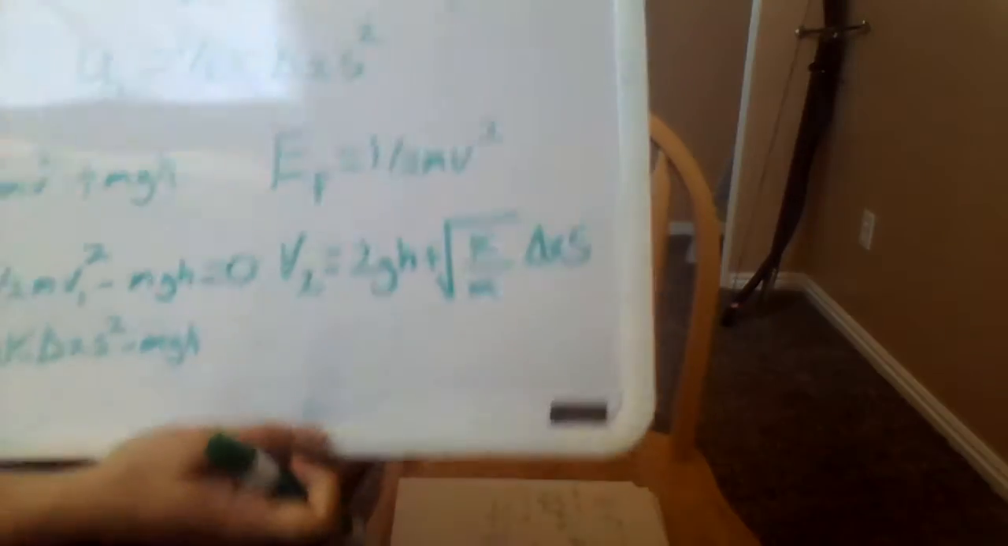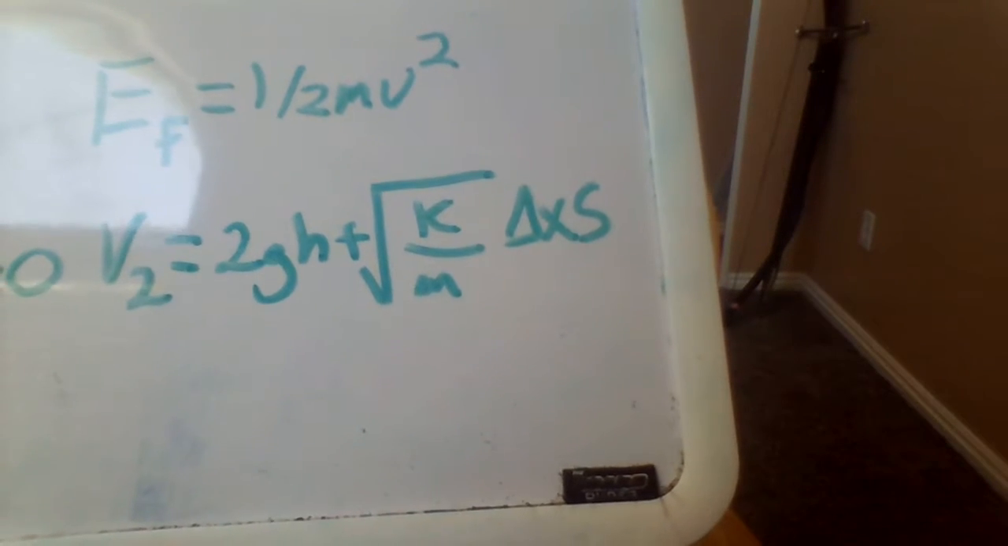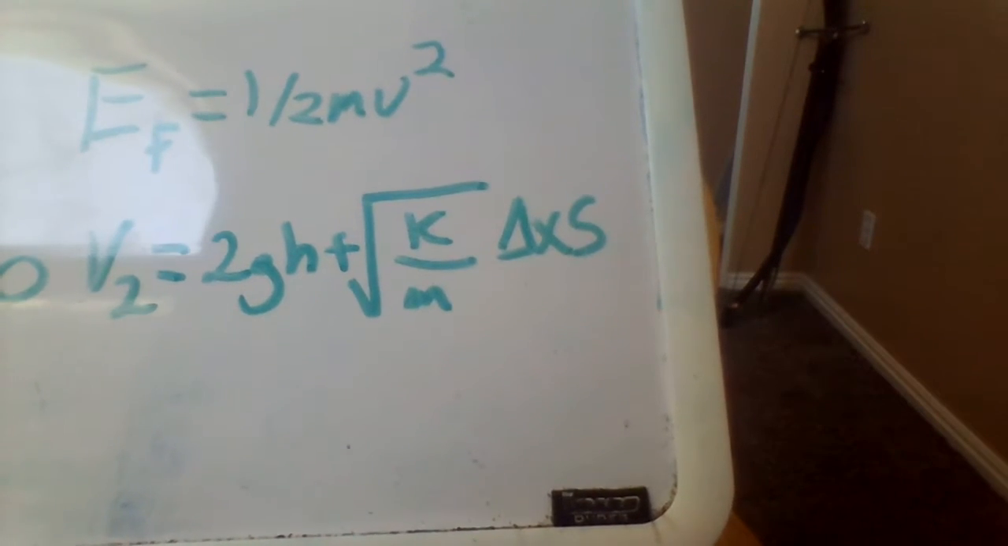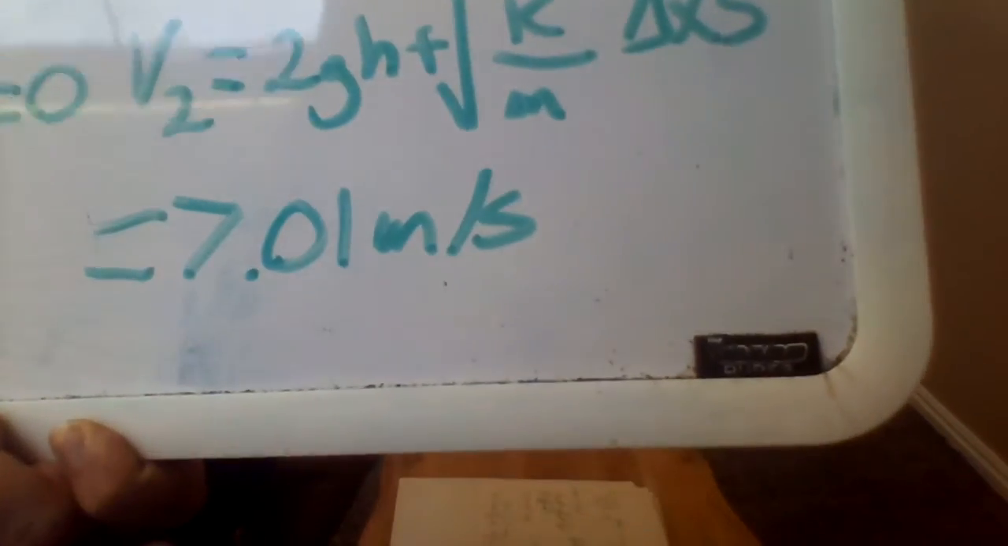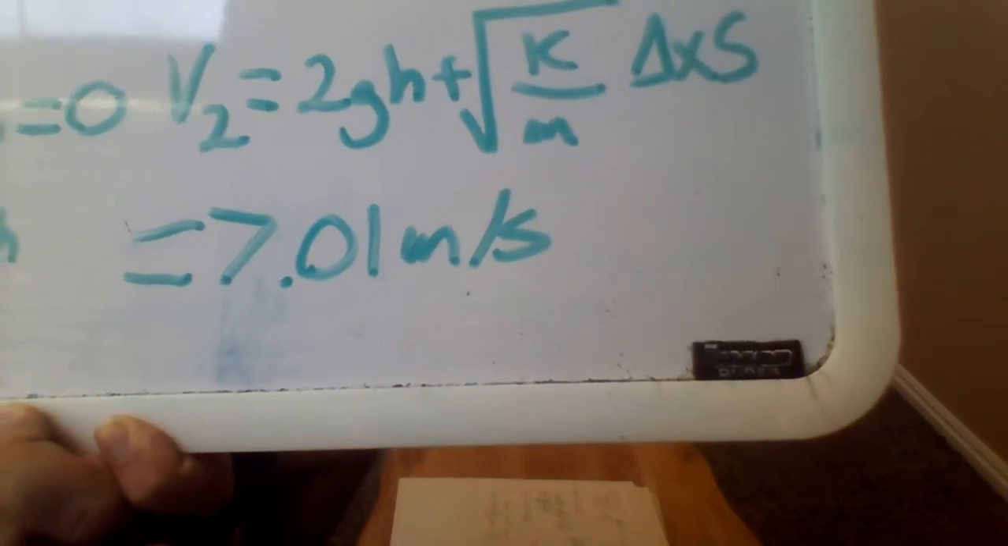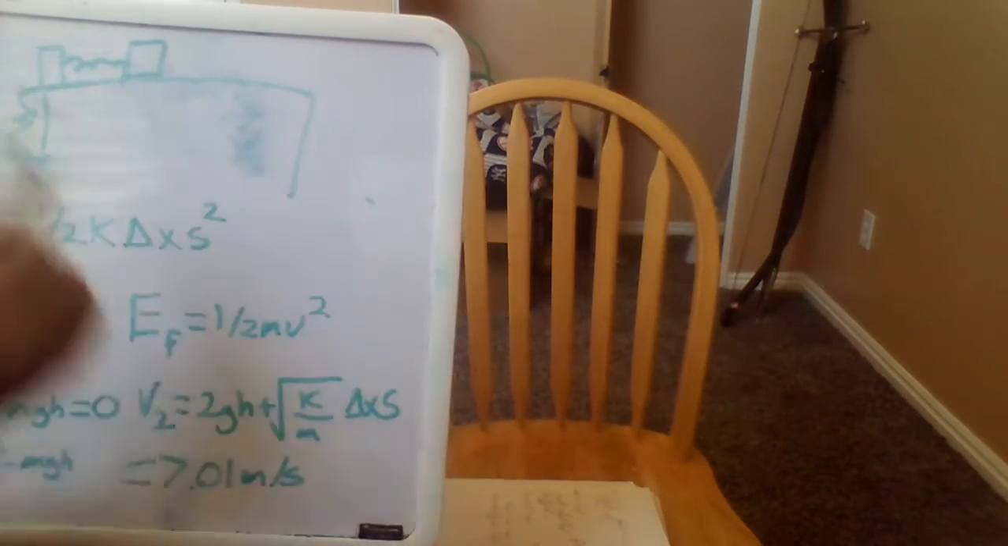So our velocity v sub 2 comes out to v sub 2 equals the square root of 2gh plus k over m delta x squared. And then you just plug in your numbers for that. I won't do that entire thing, but it comes out to 7.01 meters per second. That's our velocity when this box is reaching the floor down there once it's pushed off the table.